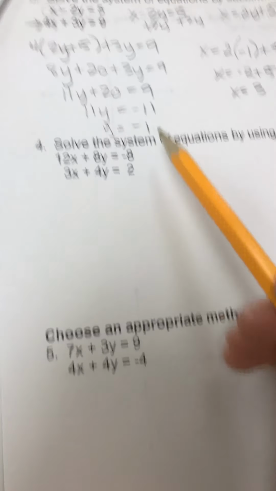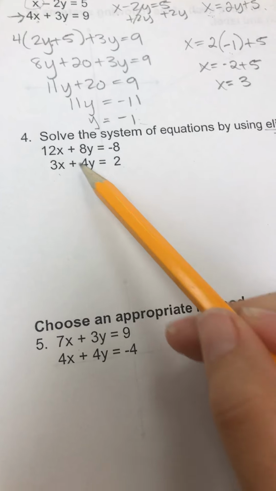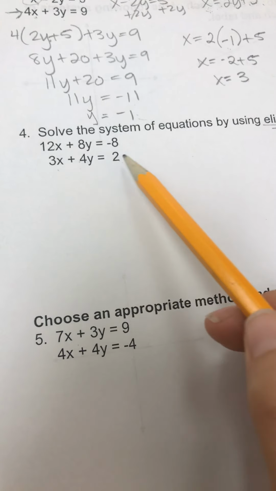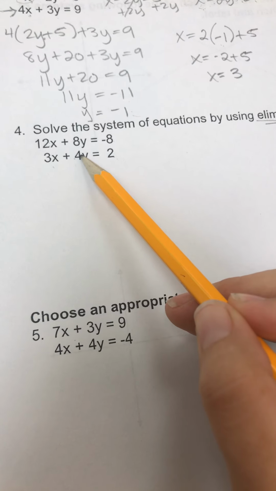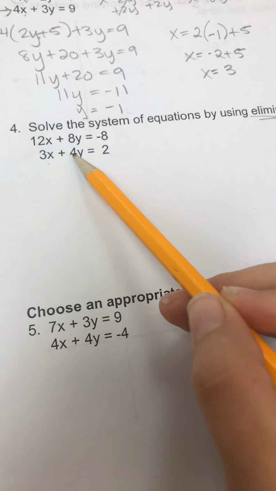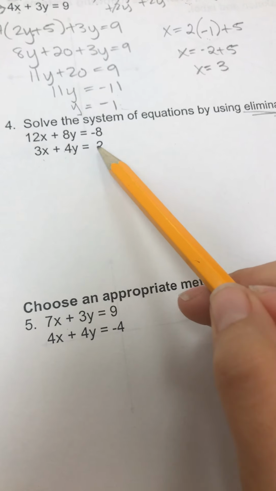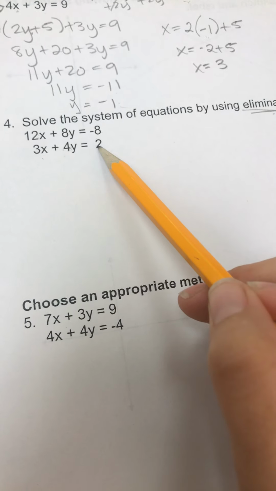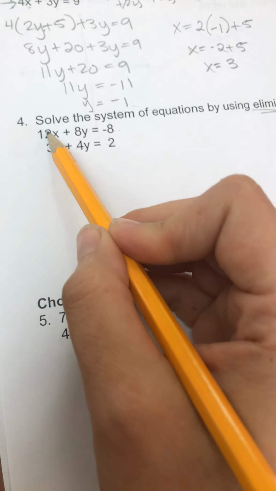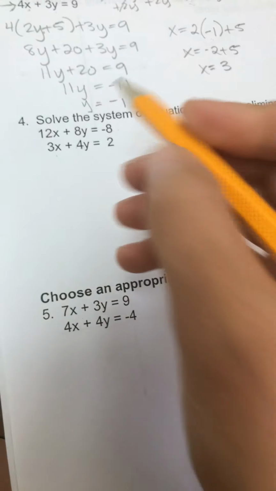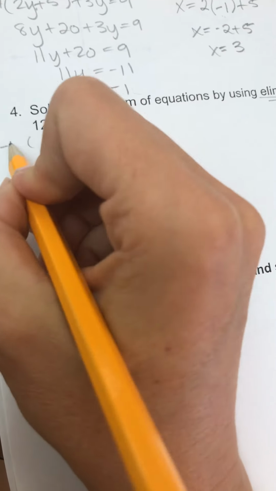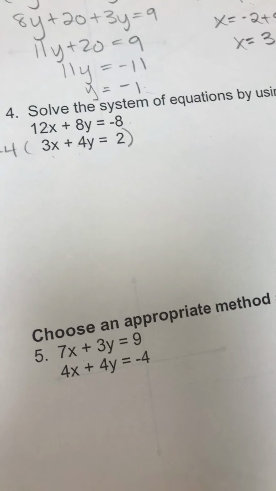Now looking at this, what do you think would logically make sense? We have a 12 and a 3, an 8 and a 4, and a negative 8 and a 2. So looking at this, the 8 and the 4, negative 4, yeah. You need to find a common factor between these that you can multiply the equation by. Take, for example, 3 times 4 is 12, right? So let's go ahead and multiply this by negative 4, the whole thing.